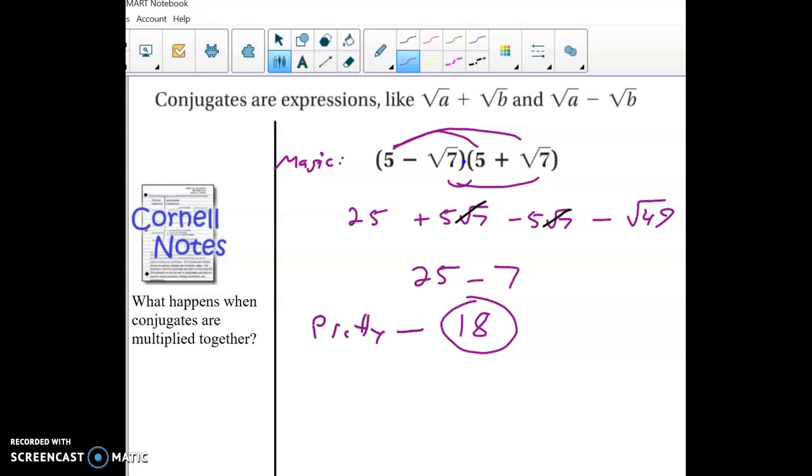Right? So we start with this kind of crazy expression, but conjugates will clean up nice and pretty to give us the 18. And as you get better at this, you can actually kind of skip the two middle terms, right? Because you know they're going to cancel out anyway. So on this one, I could just do the 5 times 5 and the negative radical 7 times positive radical 7. But if you're first learning, you can multiply all the parts out.